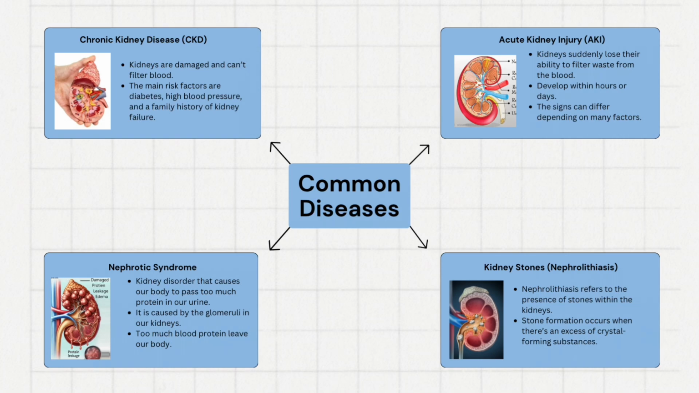Thirdly, nephrotic syndrome. Nephrotic syndrome is a kidney disorder that causes our body to pass too much protein in our urine. It is caused by damage to the glomeruli in our kidneys. When damaged, glomeruli allow too much blood protein to leave our body. Lastly, kidney stones, or nephrolithiasis. Nephrolithiasis refers to the presence of stones within the kidneys. Stone formation occurs when there is an excess of crystal-forming substances that can't be dissolved in the urine.